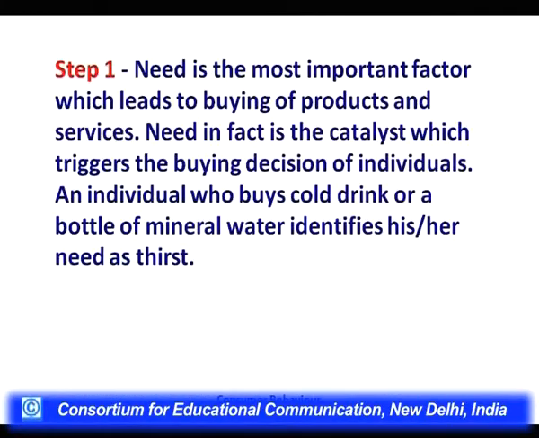Now, we will discuss certain steps. Step number 1, need is the most important factor which leads to buying of products and services. Need, in fact, is a catalyst which triggers the buying decision of individuals. An individual who buys a cold drink or a bottle of mineral water identifies his or her need as thirst. So, need is the most fundamental thing which prompts us to take further actions. So, first step is need identification.